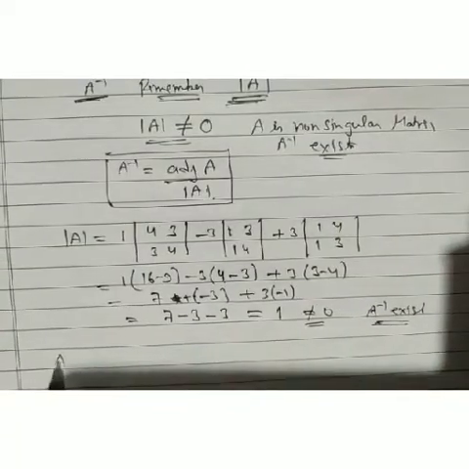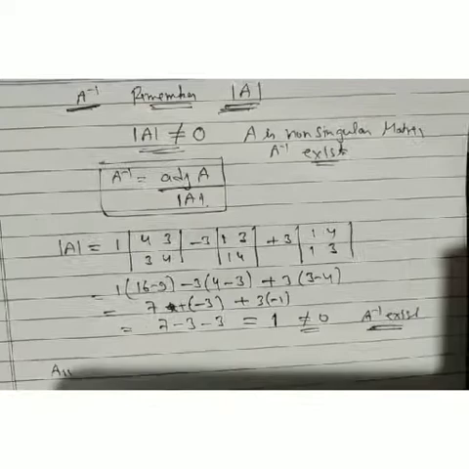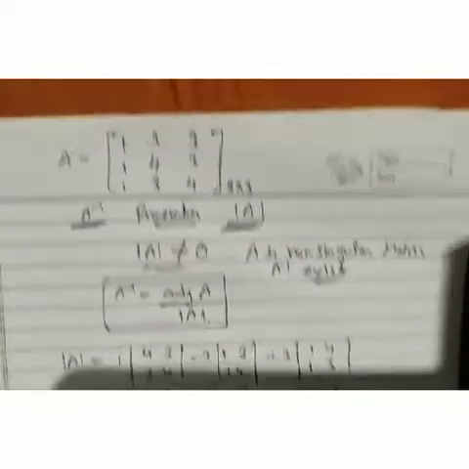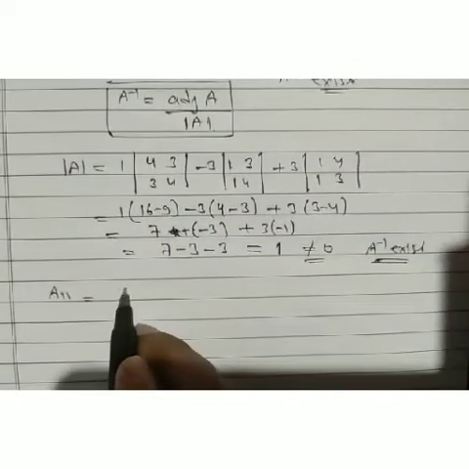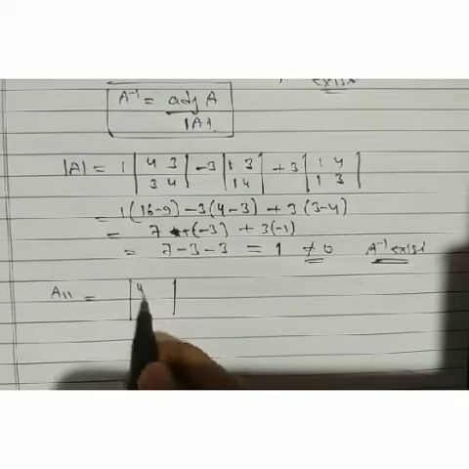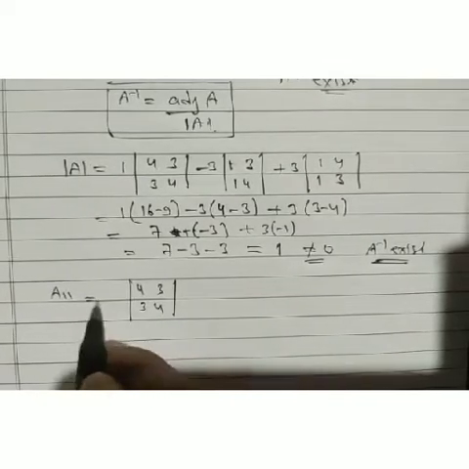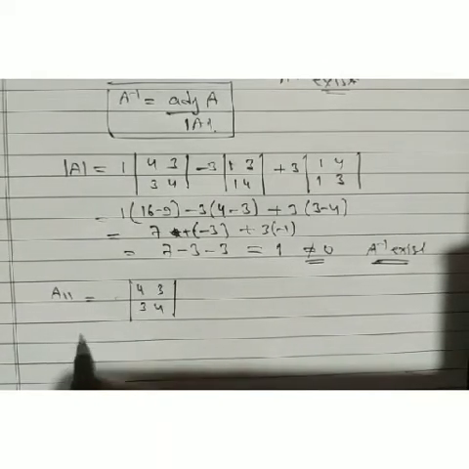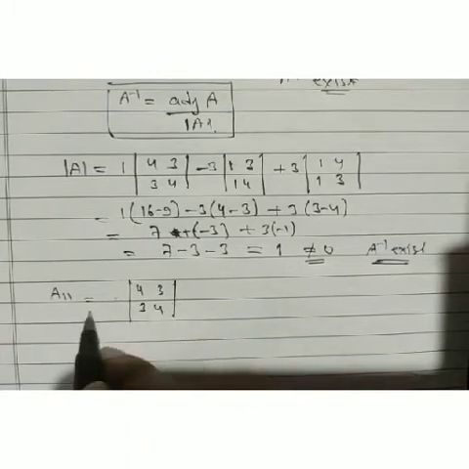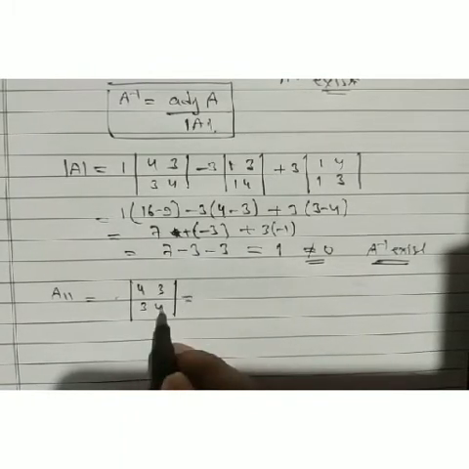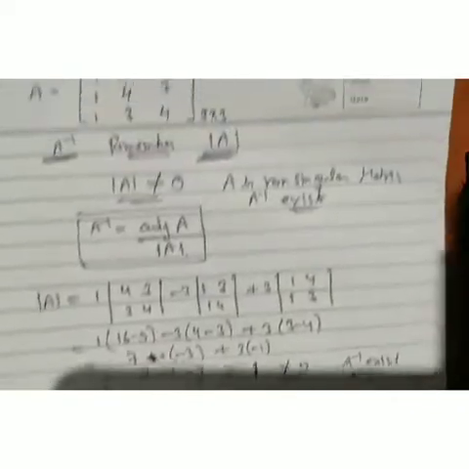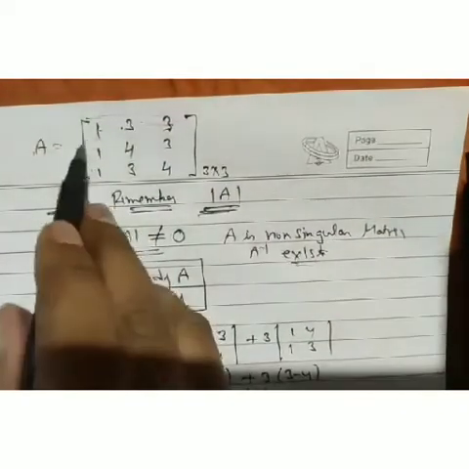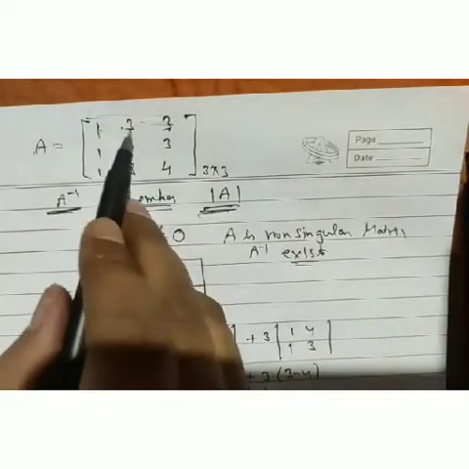Now what do we have? A11. A11 is what? Taking this row and this column, we have 4, 3, 3, 4 with a positive sign. I'm not showing the positive sign here. When we solve it, we get 4 into 4 is 16, 16 minus 9, we get 7 here. So we get A11.